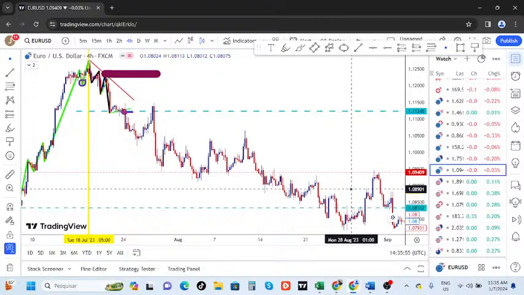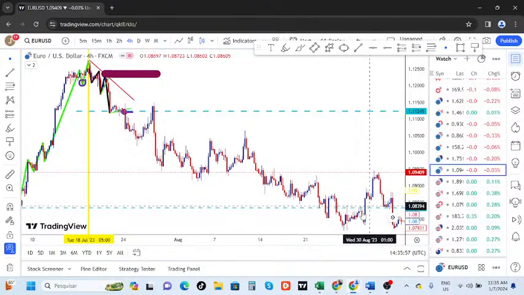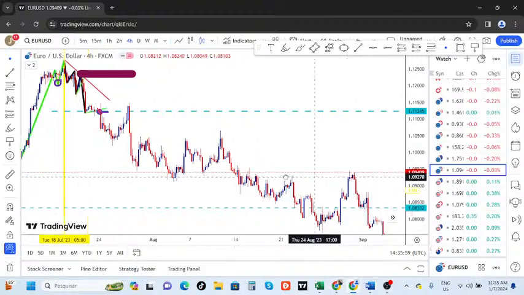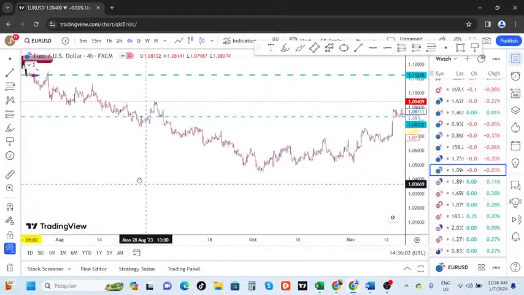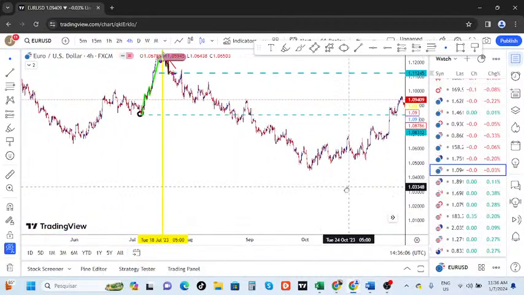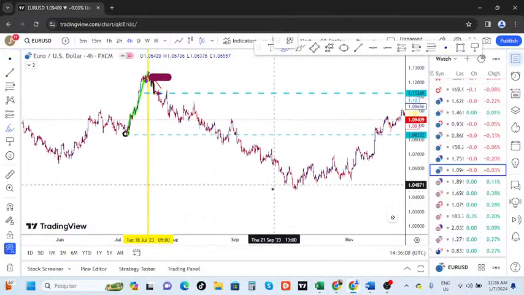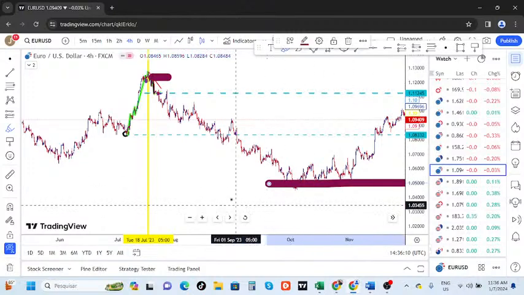easily, with ease, all the way, and maybe some of them were able to take profit at this level, and maybe some of them are still holding the trades up to now. I don't know, and maybe they hold the trade to this area before they decide to take their profit target.